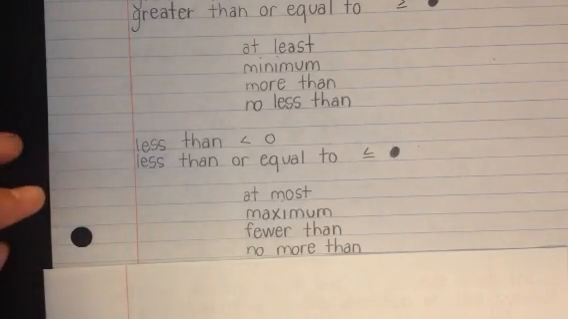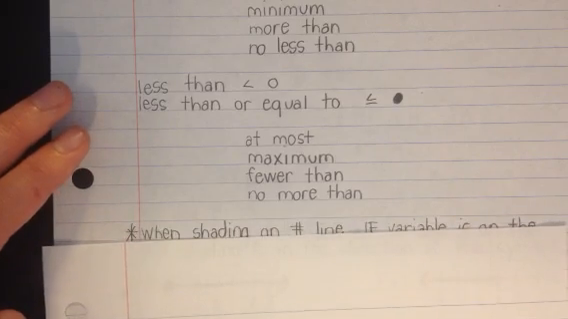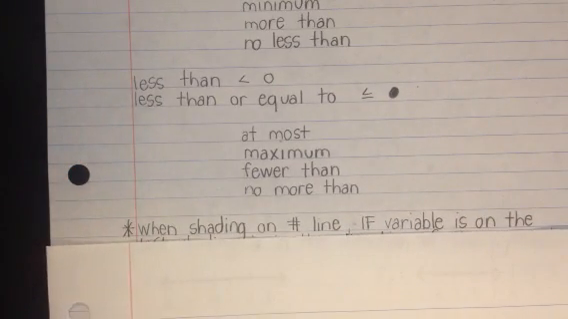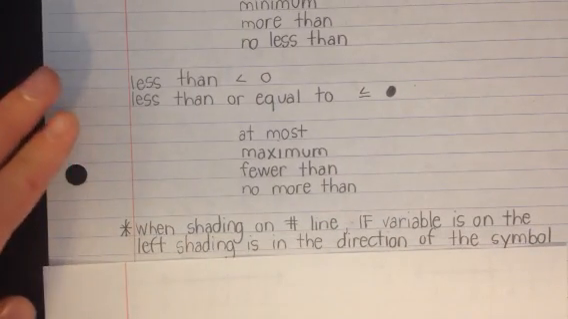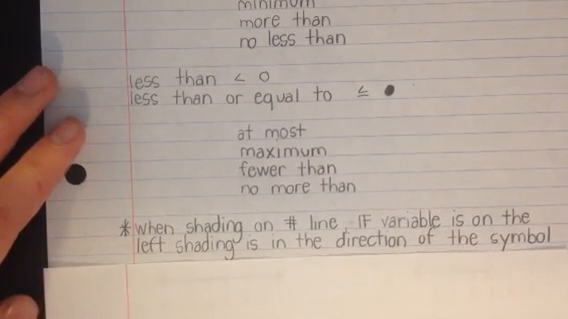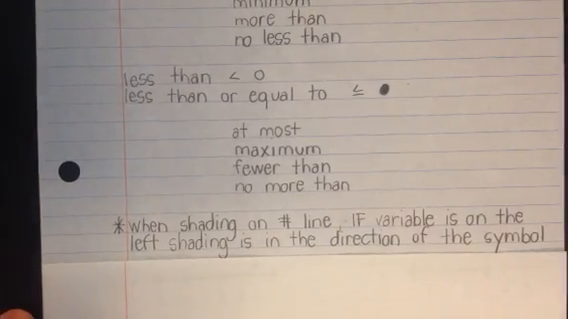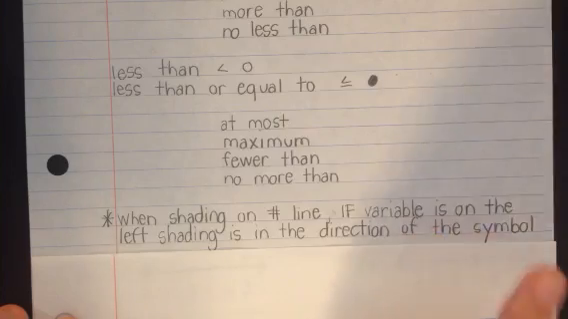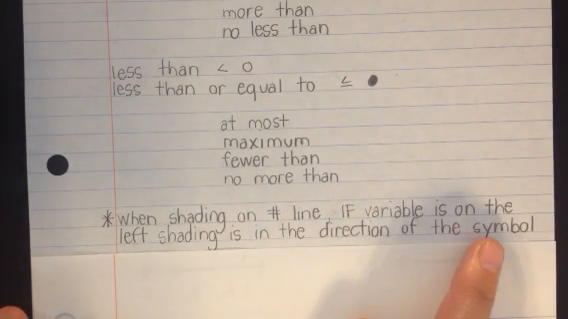And one last tidbit of information before we get started with examples is when you're shading on the number line, if the variable is on the left, shading is in the direction of the symbol. So we're going to talk about that. So if and only if the variable is on the left, the shading is pointing in the direction of the symbol.